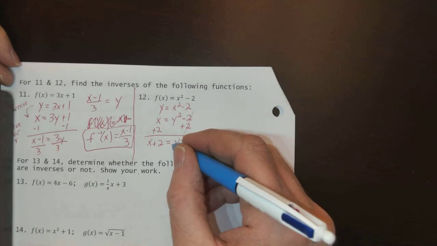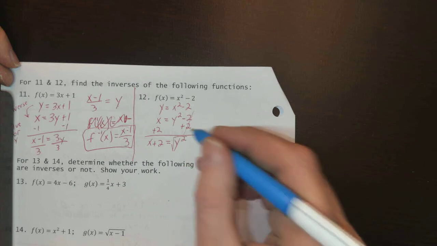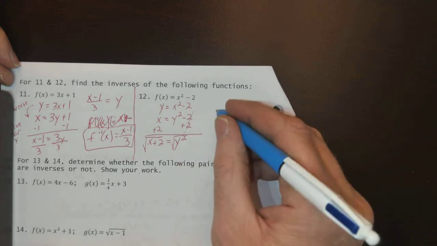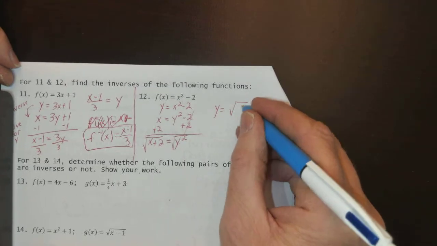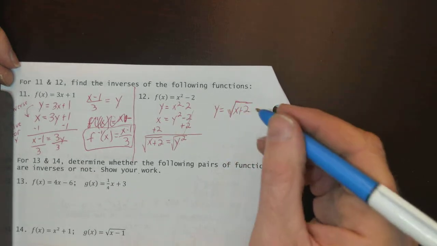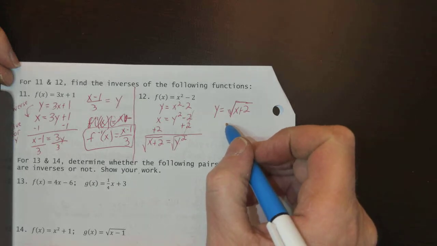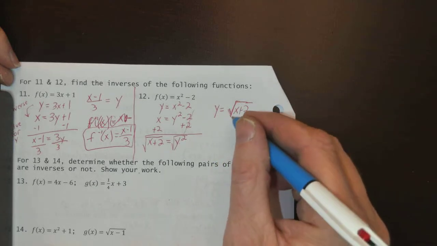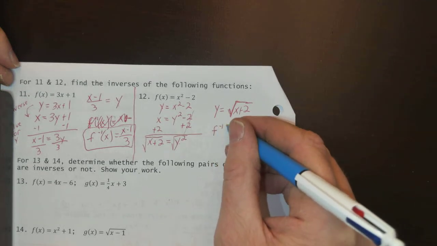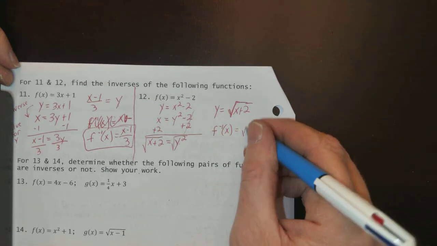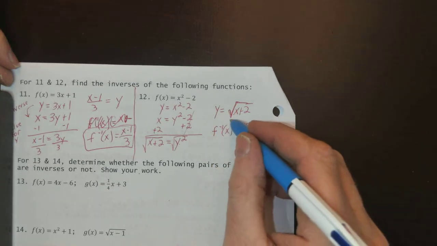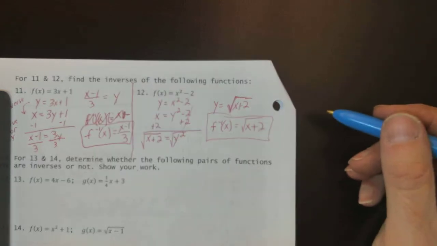And then I'm going to take the square root of both sides. When I do that, I got y here is equal to the square root of x plus 2. And I'll write the inverse function, or inverse notation here.